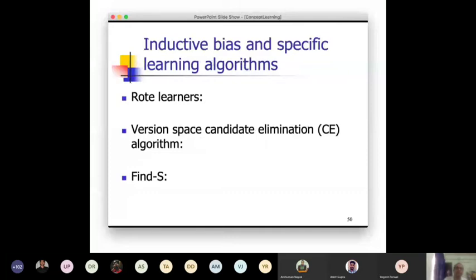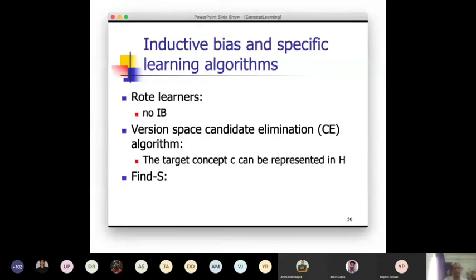So some of the examples of inductive bias, so far whatever we have discussed: for rote learners we have already mentioned that I do not require any inductive bias. Whereas if I consider the candidate elimination algorithm for forming this version space, this is the thing that has to be there as an inductive bias, that your target concept should be an element of that hypothesis space. Then you should get a version space which will contain the target concept. If the target concept is not there, then your version space would be empty.